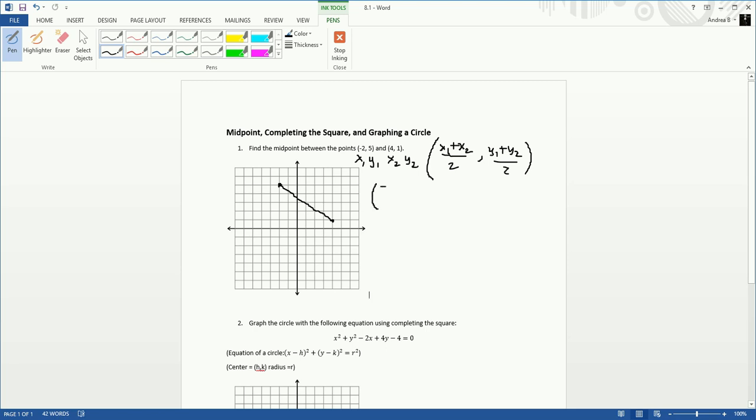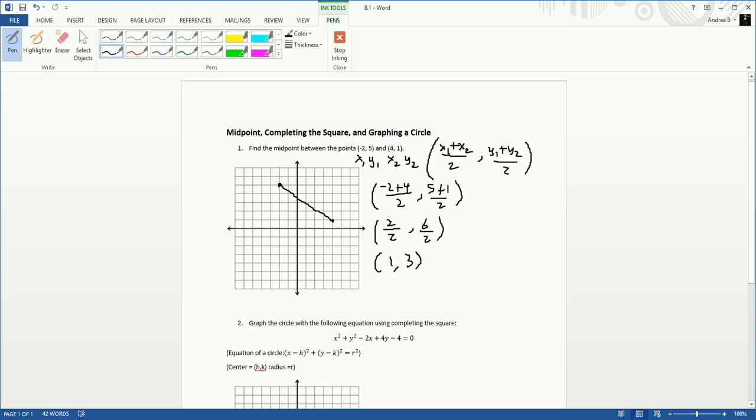So here we have -2 plus 4 over 2 for the x's, comma, 5 plus 1 over 2 for the y's. Then we want to use our order of operations to go through and simplify. So here we do the top first, add those together, we get 2, comma, and then the 5 plus 1, we get 6 over 2. And then simplify the fractions. So here we get (1, 3) for our midpoint.